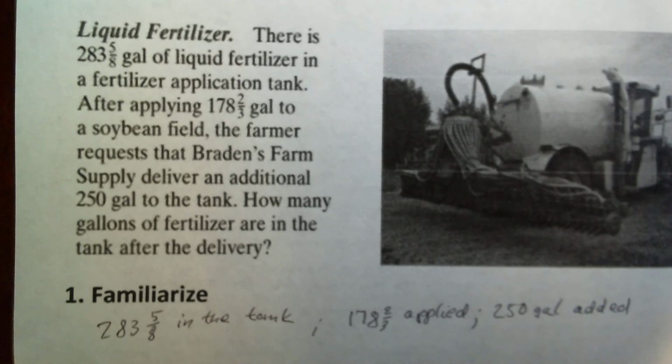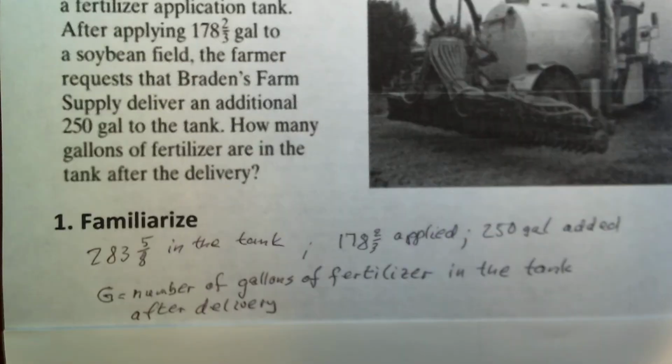So, and let G is the number of gallons. So here we have the G is the number of gallons of fertilizer in the tank after the delivery, in other words, after 250 gallons have been added.